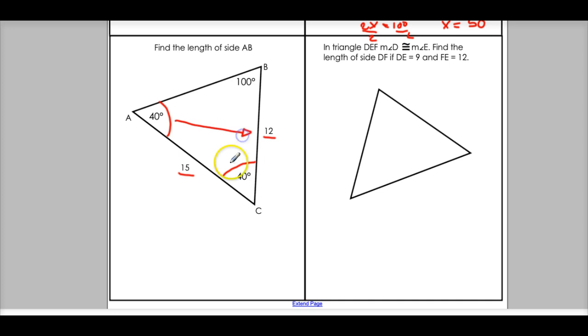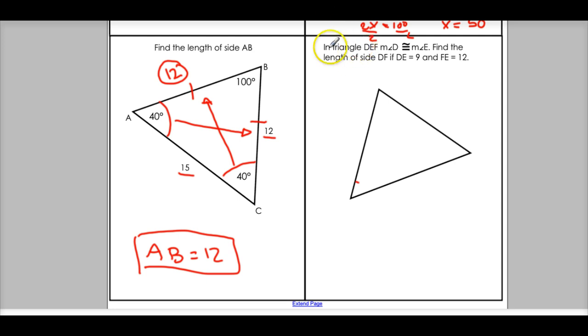We know this side and opposite this other 40, this side must be congruent. So we mark them congruent. AB is congruent to BC. And since these two are congruent, we know this must also be 12. Great. And let me just write that out. AB is equal to 12.